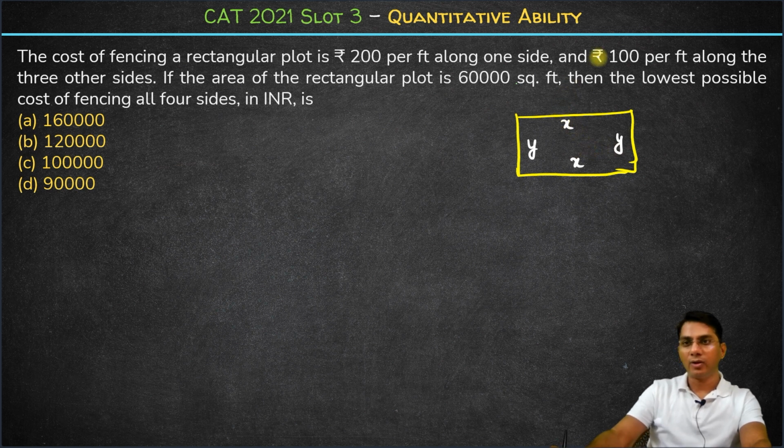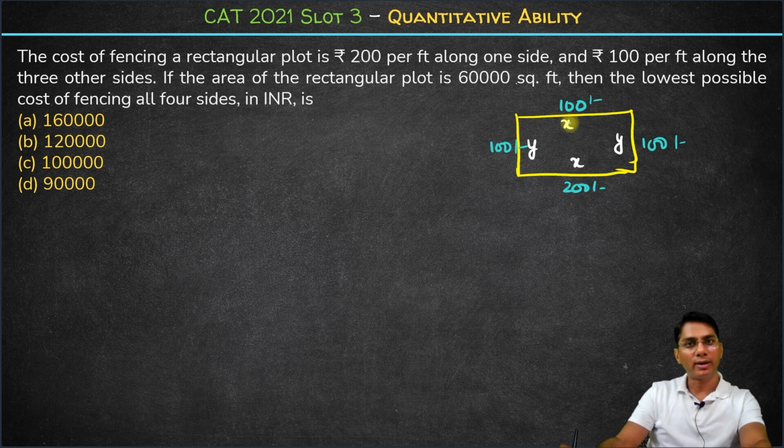Now the cost of fencing is 100 per feet along three sides. So let's say the cost of fencing is 100 here, 100 here, 100 here and 200 here per feet. Okay, 100 rupees, 200 rupees per feet. The total area of this rectangular plot is 60,000. Now what will be the total area here?